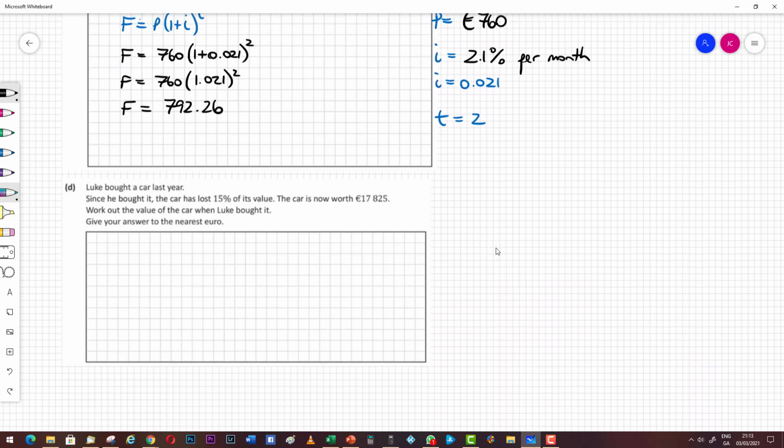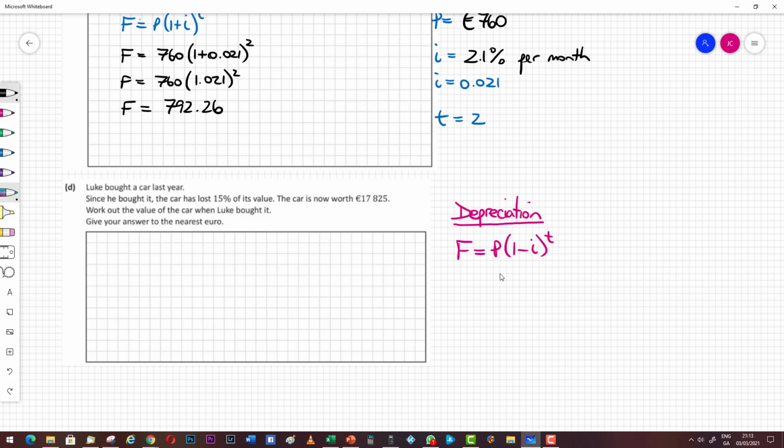Okay, the last question is about depreciation. Now I don't think it uses the word depreciation because depreciation is actually gone off the Junior Cert course now. The formula for it used to be, well it still is, this formula, but you just don't have to know it anymore. F equals P on 1 minus the interest rate times T. We might come back and look at this formula in a second, but we'll do the question without thinking about this formula just for a minute.